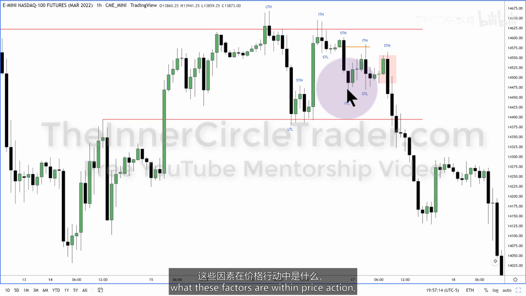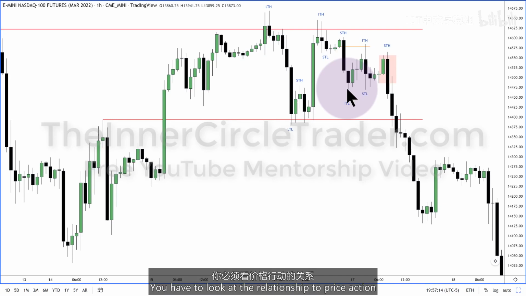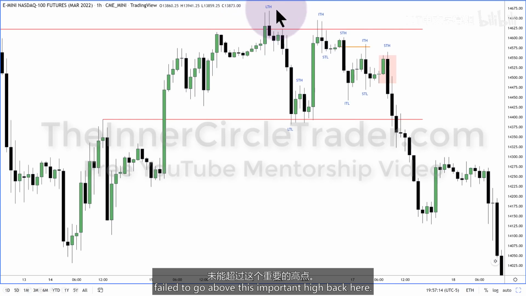You have to be able to relate to certain things, weigh out and measure what these factors are within price action, which is not based on hypothetical guesswork or some kind of a harmonic animal pattern, which to me makes no sense. You have to look at the relationship to price action and the relationship of how it behaves. What is it indicating? What is it showing? The market has traded higher and then consolidated. We failed to go above this important high back here.